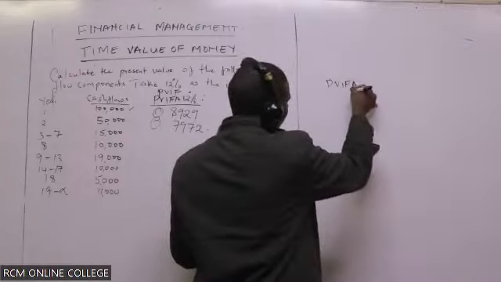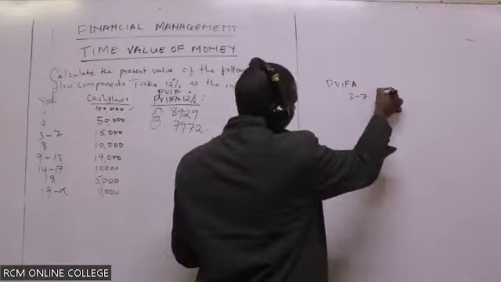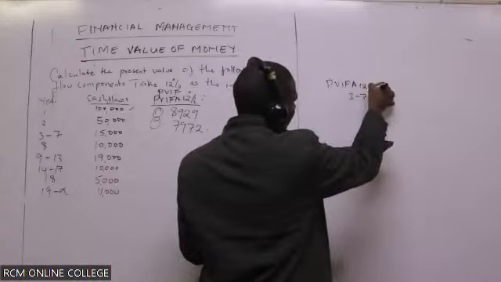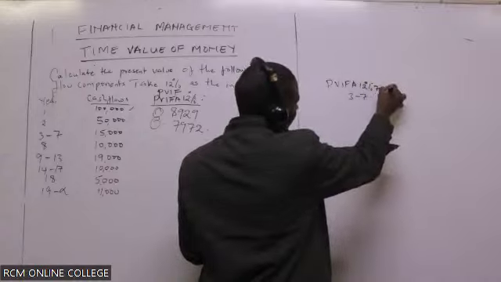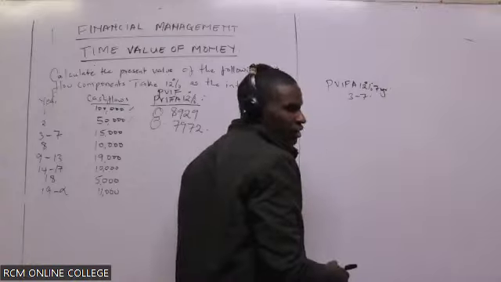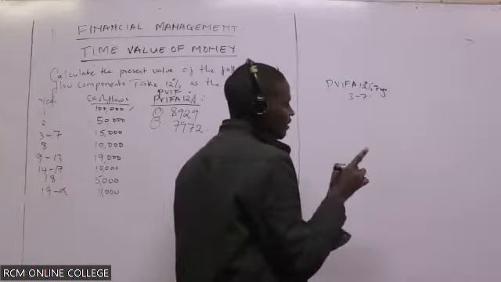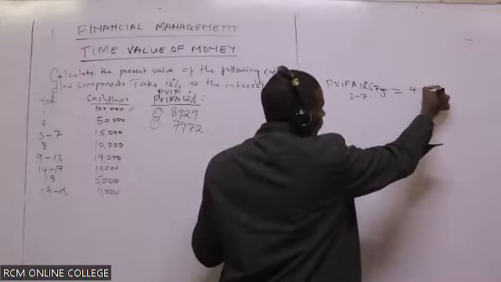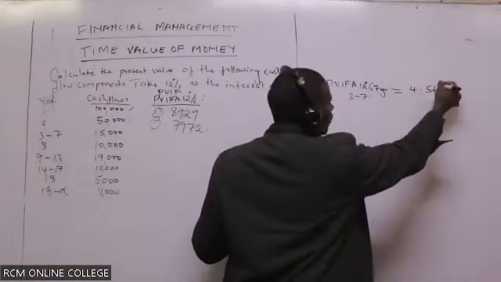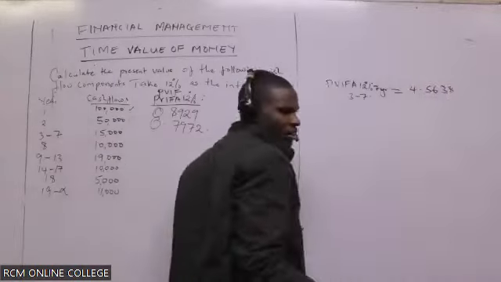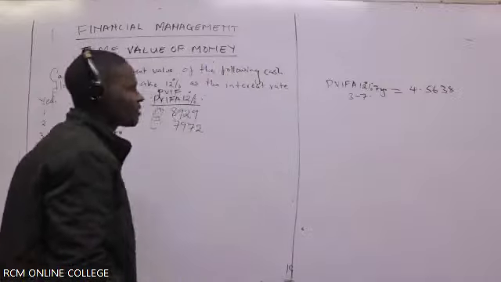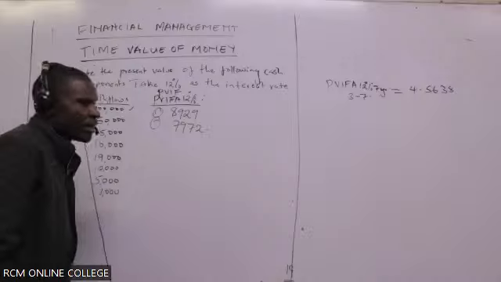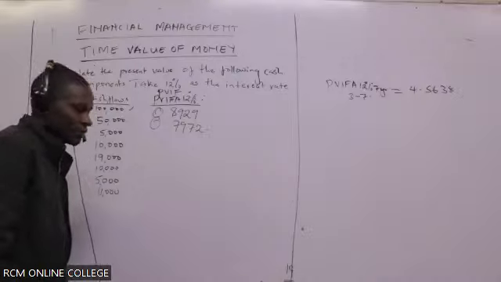PVFA of 3 to 7. PVFA of course 12%. It will be 7 years. That is how we say it. So PVFA 12% 7 years will be equal to 4.5638. Is it 38? Can I get another person giving me that? Use a table, use a calculator, please. I want that to be the correct answer.